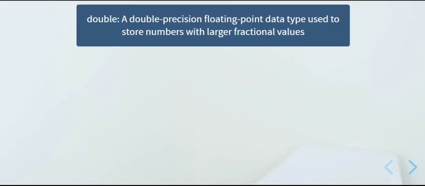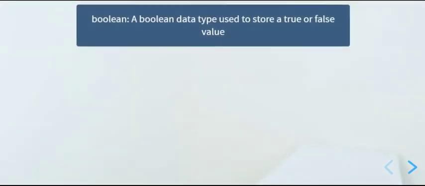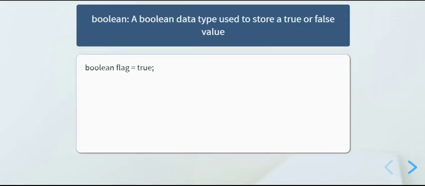So the double data type has more precision and it is used to store numbers with larger fractional values. Here is an example. Boolean data type is used to store a true or false value. So here we are assigning a value of true to a Boolean variable with name flag.